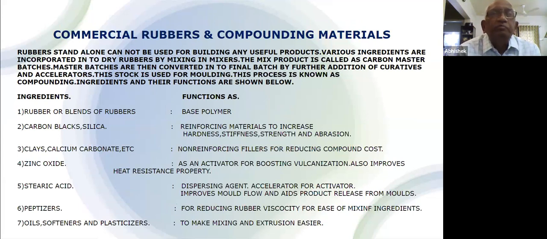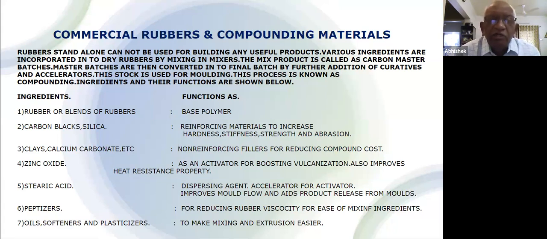Now, what are the commercial rubbers and compounding materials? When you consider rubbers alone, they are of no use at all. So if you want to make use of the rubber, various ingredients need to be incorporated into the dry rubber by mixing in various types of mixers. The mixed product is called carbon master batch.